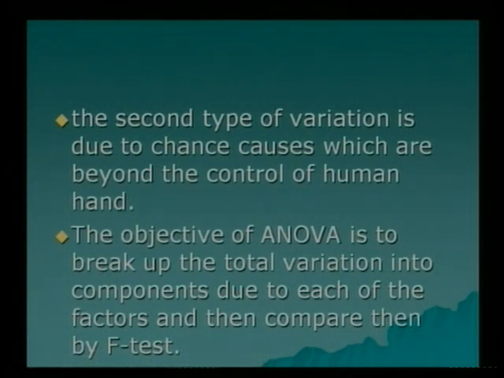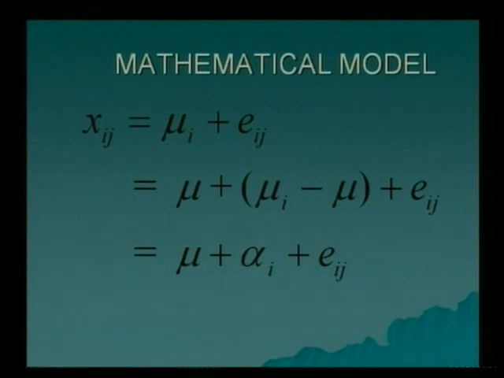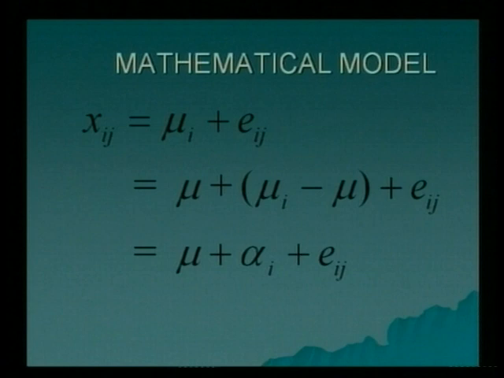The main objective of ANOVA is to break up the total variation into components due to each of the factors and then compare them by F-test. This is the mathematical model that we use for one-way classified data. Suppose the linear mathematical model is xij equals mu i plus eij, where mu i is further divided into two parts, that is mu plus (mu i minus mu), which ultimately gives us xij equals mu plus alpha i plus eij, where alpha i is nothing but mu i minus mu.